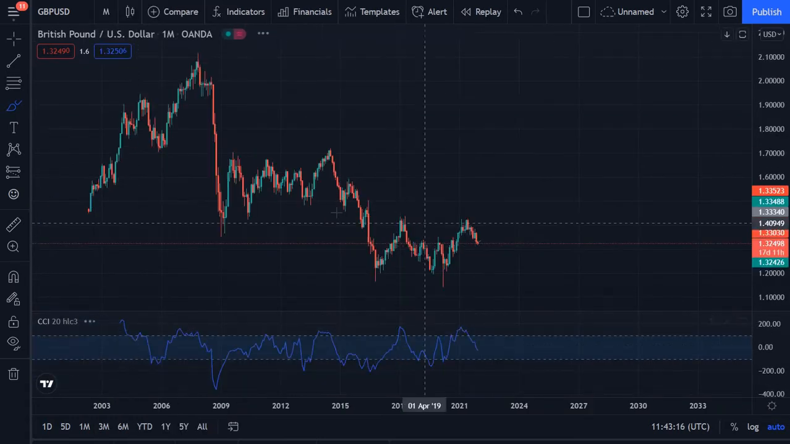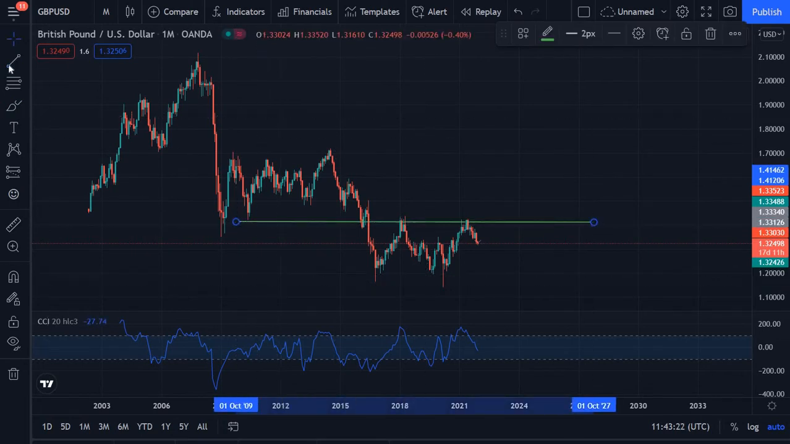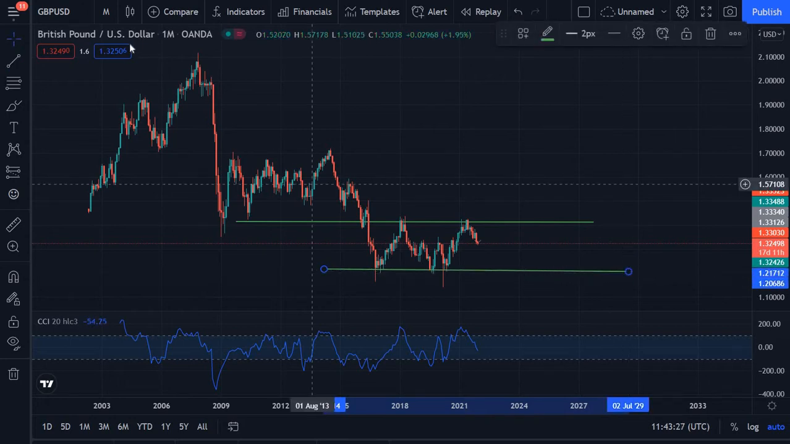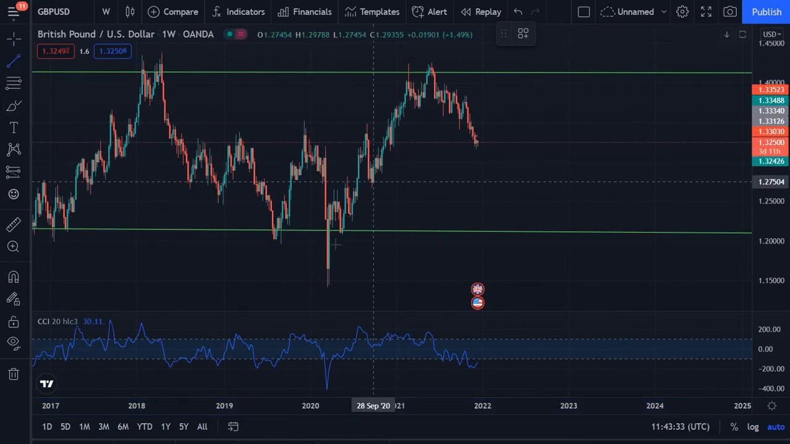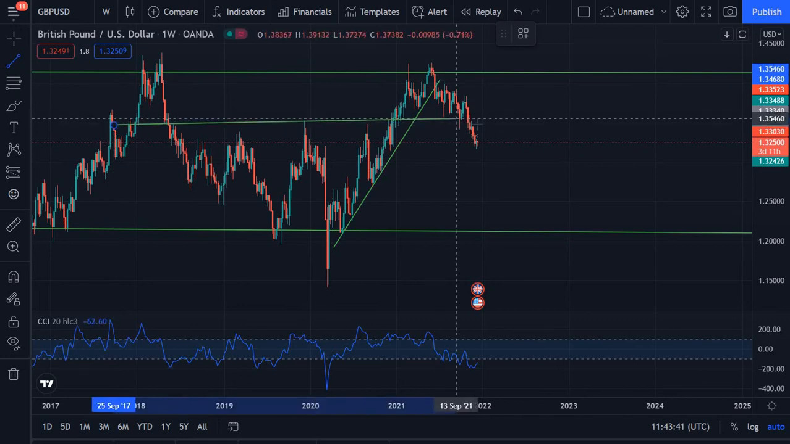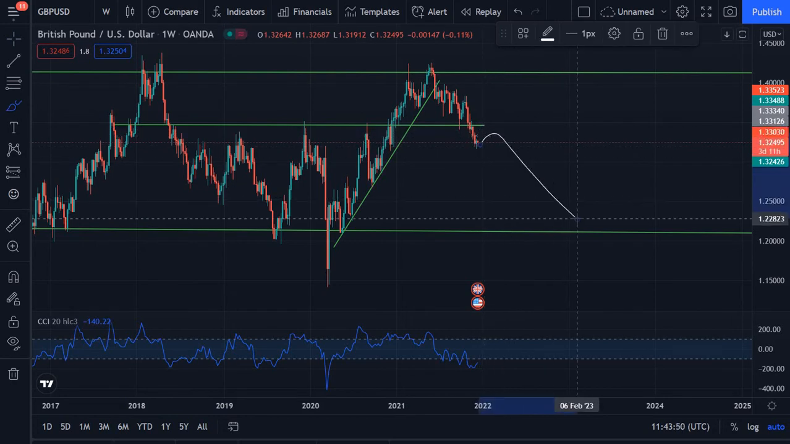Let's start with the monthly again. So here we had this rejection, and here is the support line, which could turn out to be our next target. Let's check the weekly. So we had this uptrend and we broke it here and are now trading below this zone, so we could here kind of see a little bit of a movement higher and then go lower, which looks like this is what will happen next on the long term.